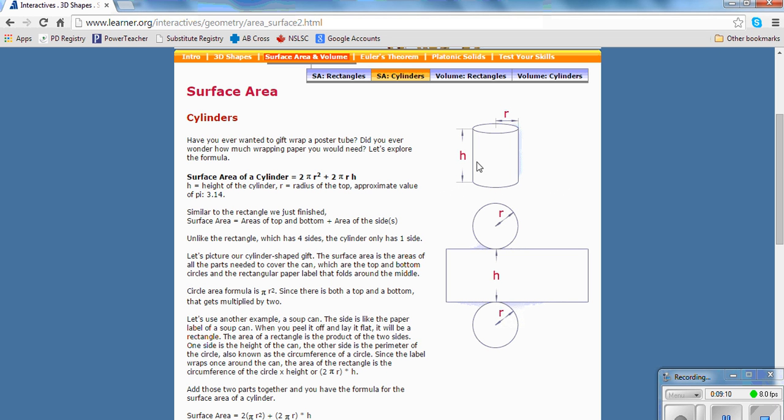So basically, think of a can, and if you rip the label off, you're going to get a rectangle. And if you cut the can open, at the top you would have a circle, and at the bottom you would have a circle. So when we're talking about a cylinder, we're talking about the area of 2 circles plus the area of a rectangle.